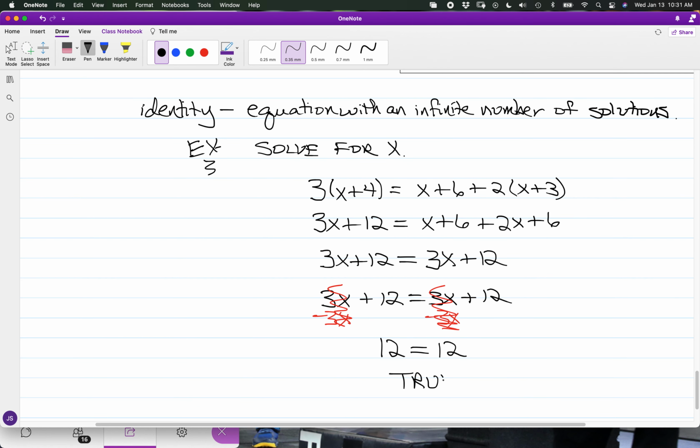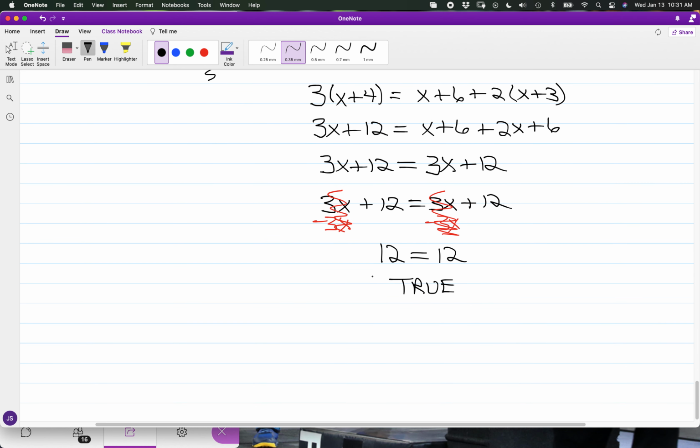So what this is going to signal is that you can plug in anything for x, not just any one number, but anything: 0, negative, positive, and both sides will still come out equal. It could be 5, it could be negative 97,004, and you will still have both sides equal and ring true. So in this particular case, you're going to have an infinite number of solutions.